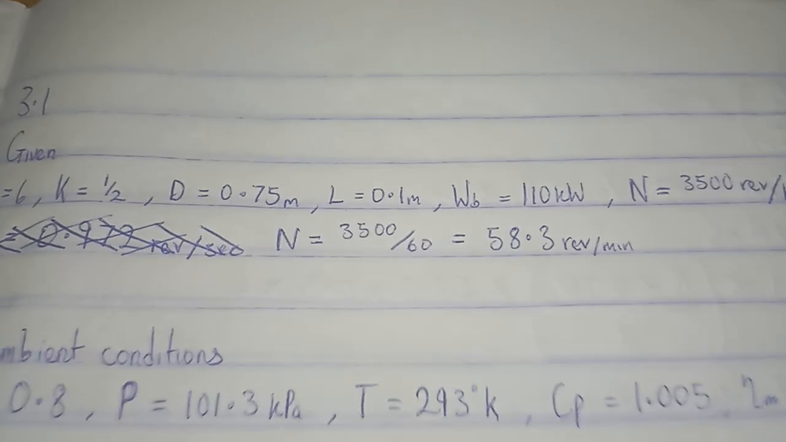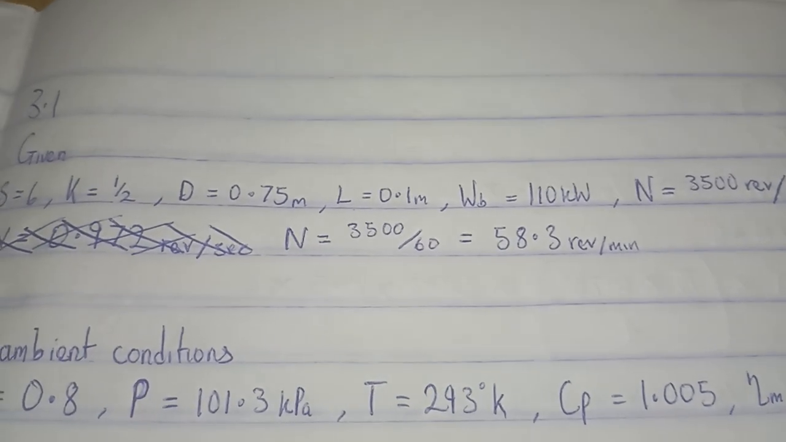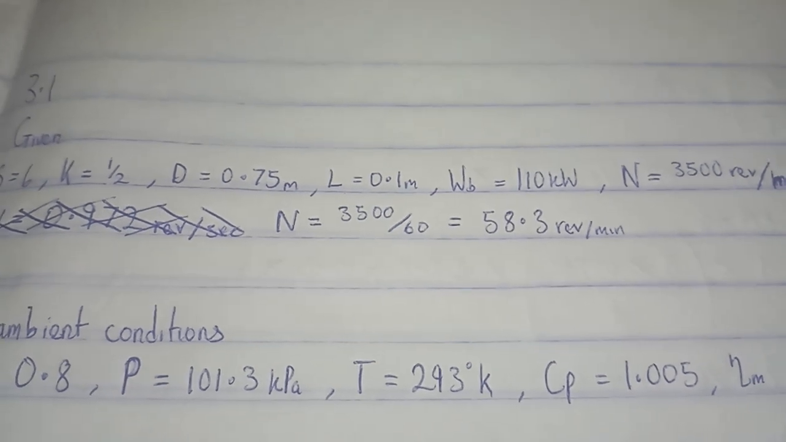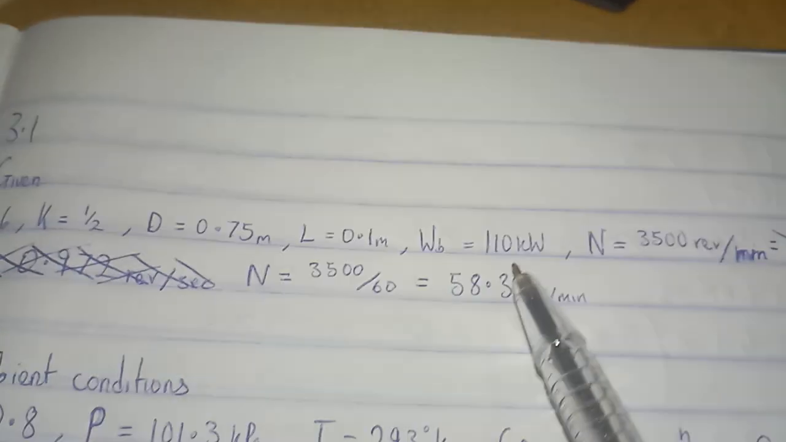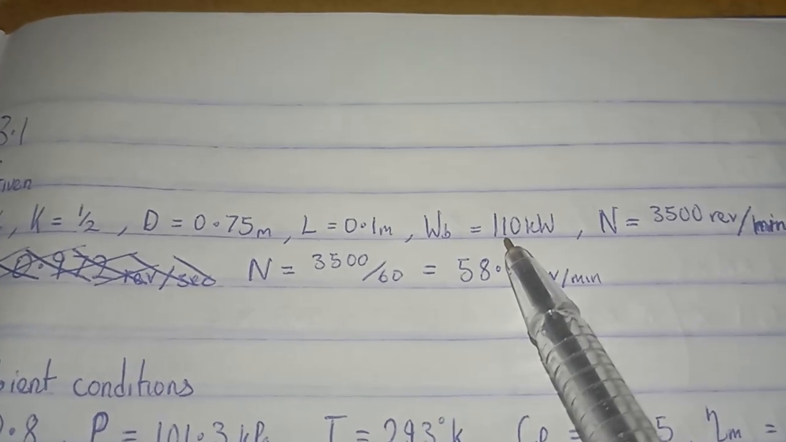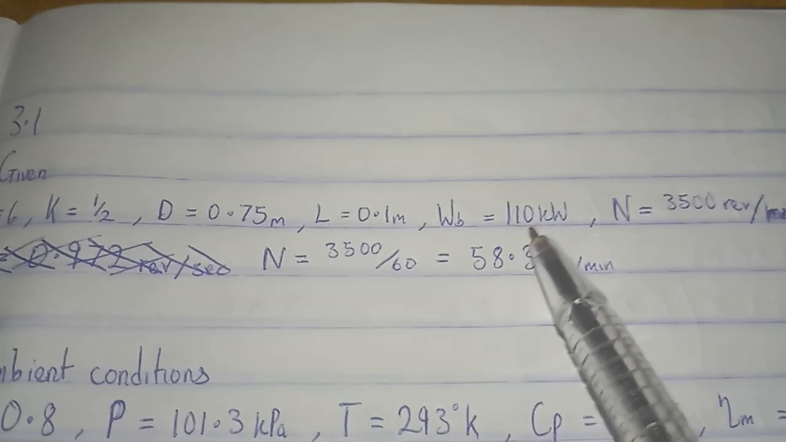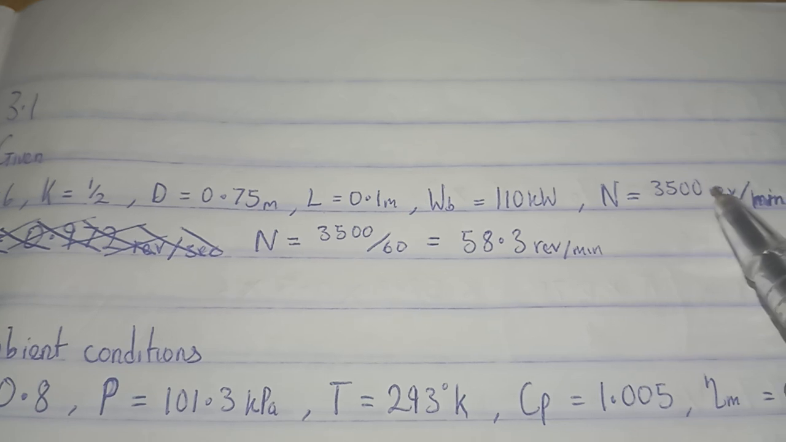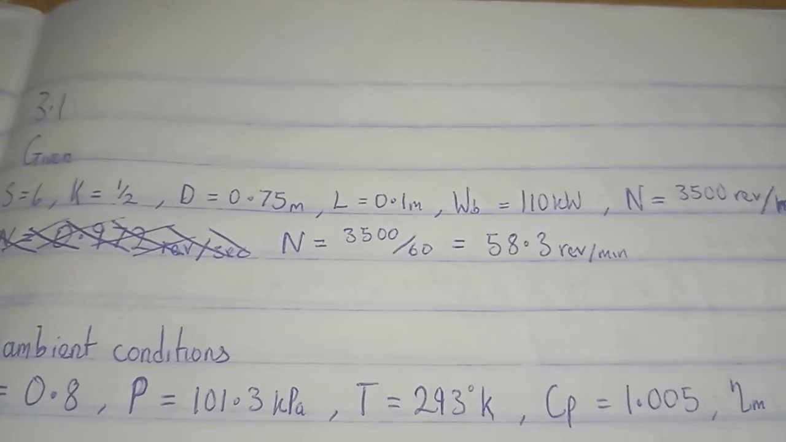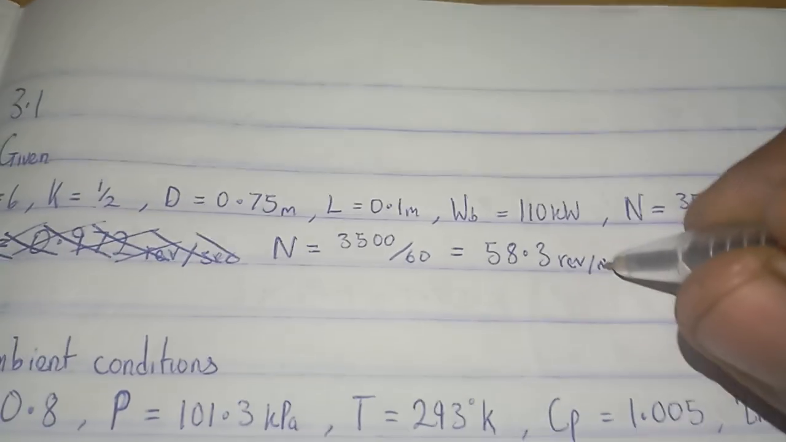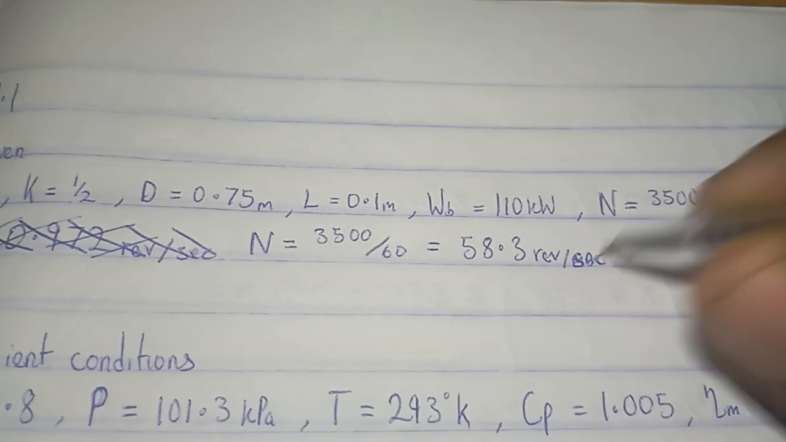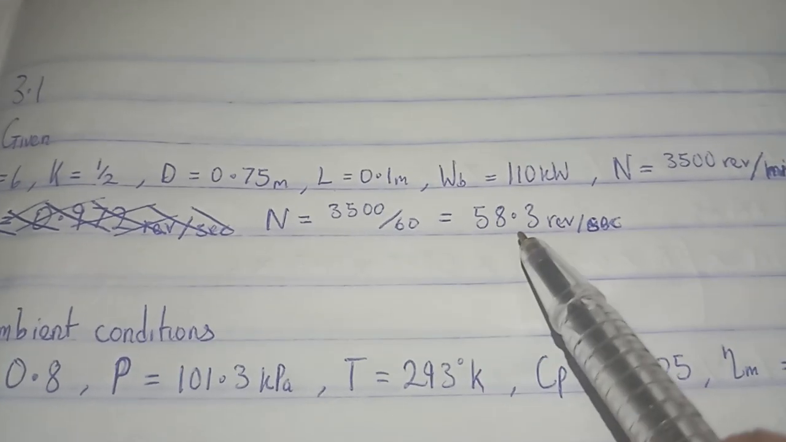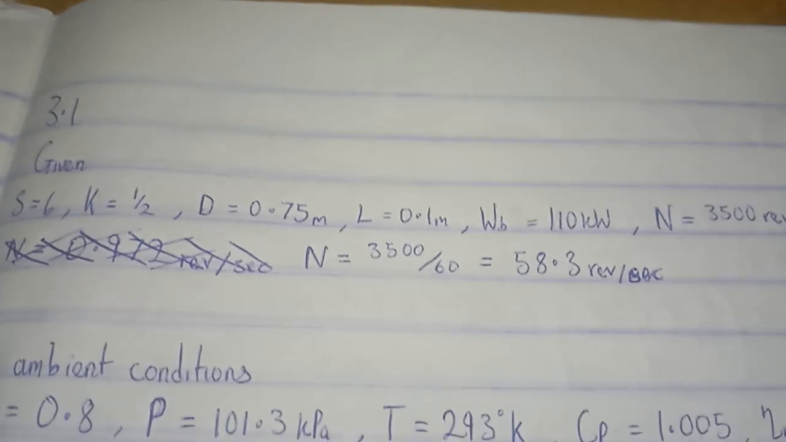Now the engine has a brake power output of 110 kilowatts at an engine speed of 3500 revs per minute. So we have the brake power output at 110 kilowatts and the engine speed is 3500 revs per minute. Converting revs per minute to revs per second, that is dividing by 60, to give you 58.3 revs per second.